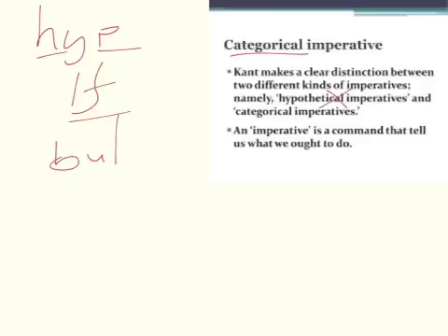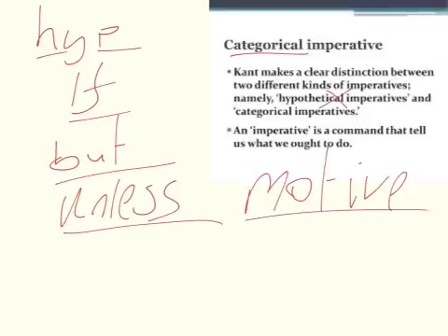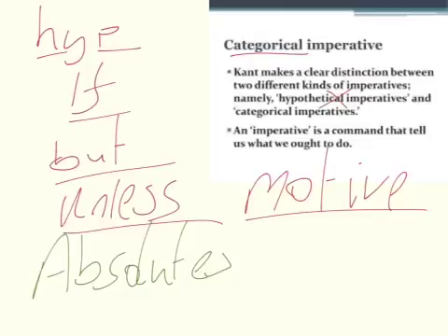Same with if it's got a but, always tell the truth, but, or unless, and all of these for Kant means that the imperative, the desire to do something, or the motive with a hypothetical imperative, the motive is highly questionable. Kant therefore favours the categorical imperatives. Now these are absolutes, independent of time and space.